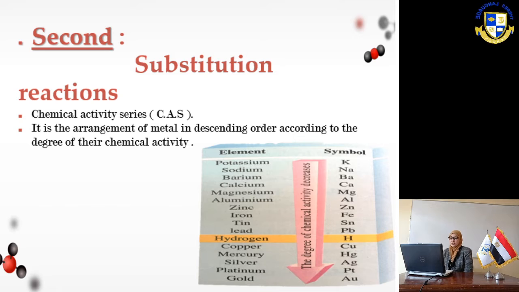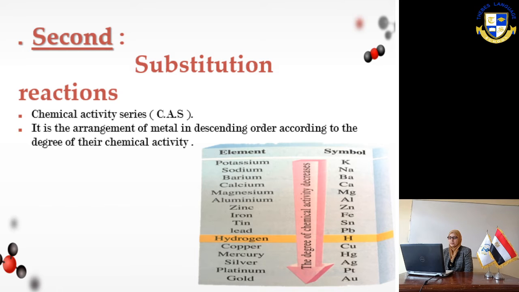Chemical activity series. It is the arrangement of metal in descending order according to the degree of their chemical activity. As shown here in the figure, we can see the element and the sample. The potassium K, sodium Na, barium, calcium, magnesium, all these elements are more active than the hydrogen element. And below the hydrogen, there are copper, mercury, silver, gold. They are less active than the hydrogen. So the element which is above the hydrogen is more active than the element which is less than the hydrogen.